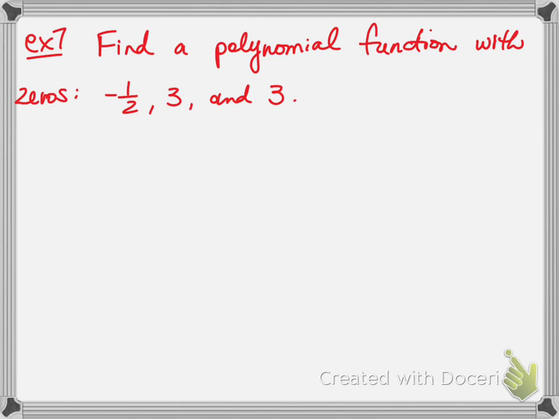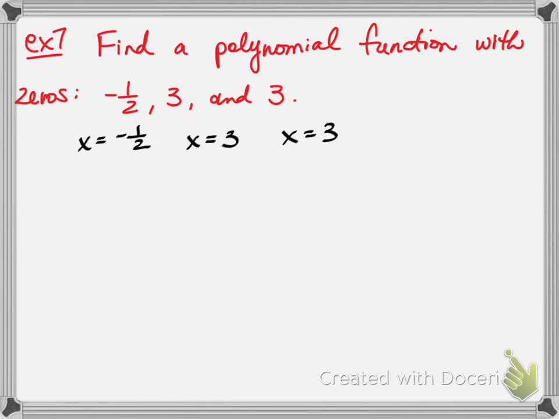Okay, example 7. Find a polynomial function with these zeros. Oh, so this is the opposite. Earlier, they were saying, well, this is your polynomial function. Find the zeros. Well, now they're saying these are the zeros. You find the polynomial function. So the first thing we would do is we would say, okay, one of the answers is that 0. One of the answers is this one. And this is the other answer.